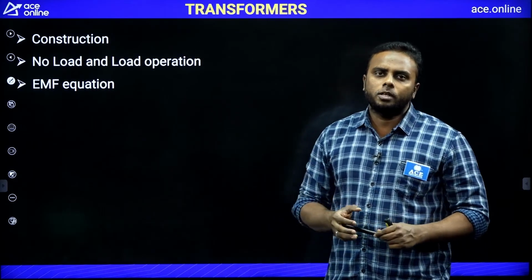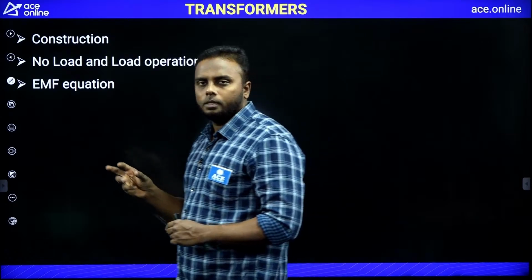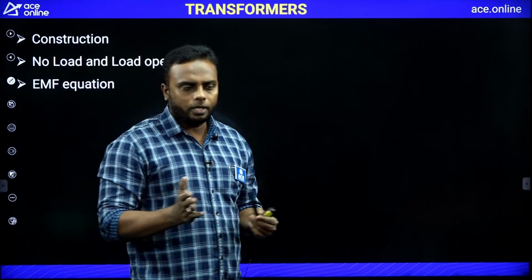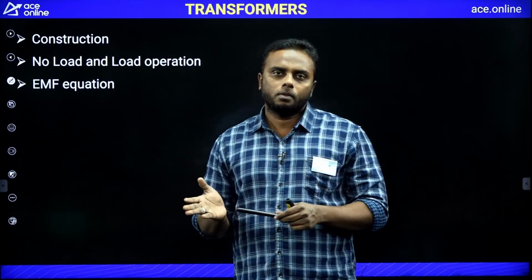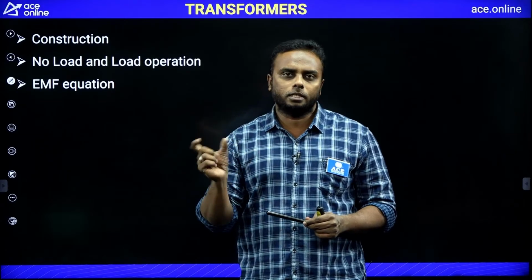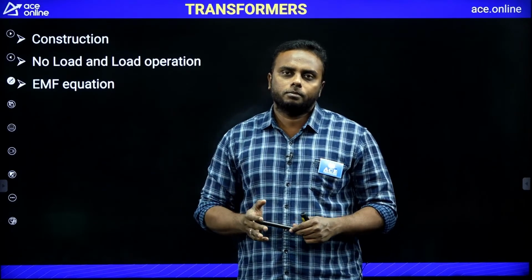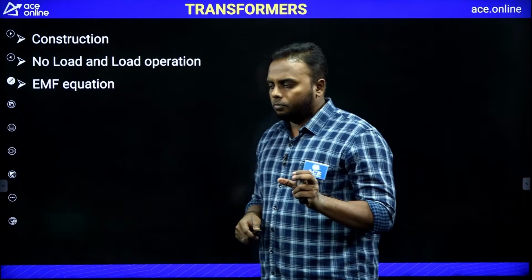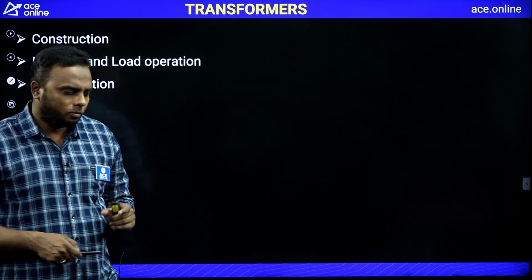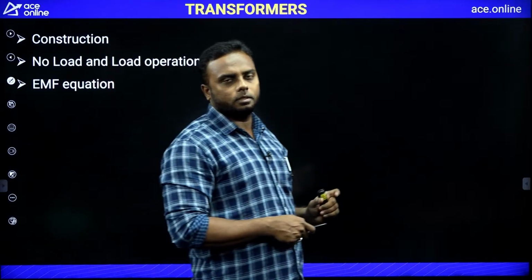Everyone remember well, 4.44 phi m n f. If it is the primary side we take n1, if it is the secondary side we take n2. That is the only difference for the EMF of primary and secondary. Only the turns will change, the remaining equation is the same. So this equation is the RMS voltage equation. The EMF equation is an RMS voltage equation.